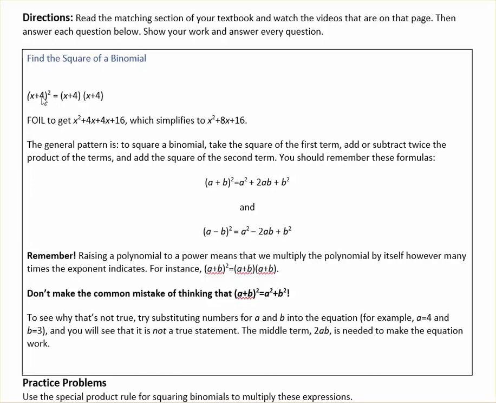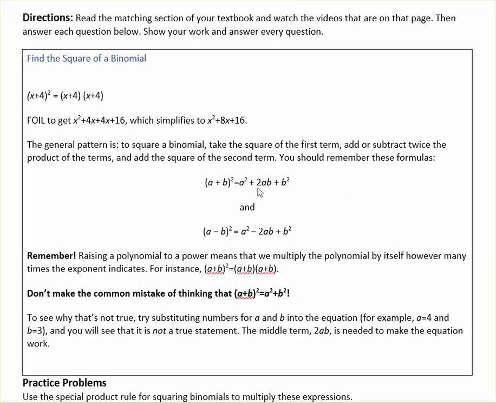You don't have to use any special rule for this. You can just multiply them, write them out twice, and then FOIL. And you get x squared plus 8x plus 16. However, for some reason, people look at x plus 4 squared and think it should be x squared plus 16. They just square the first term and the last term, and they forget all about the middle term. And if you do that, you'll get the wrong answer every time if you miss the middle term.